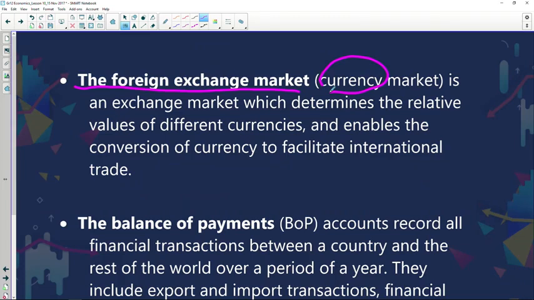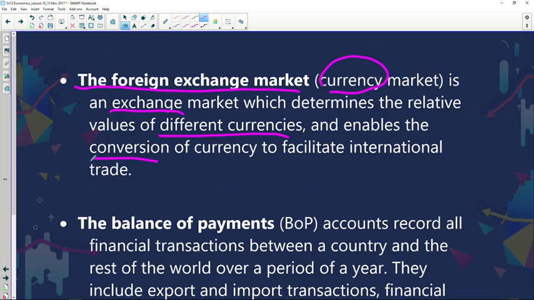So let's go through the definition of what a foreign exchange market is. It is an exchange market, so we know that there's an exchange that happens here, which determines the relative values of different currencies and enables the conversion of currency to facilitate international trade.